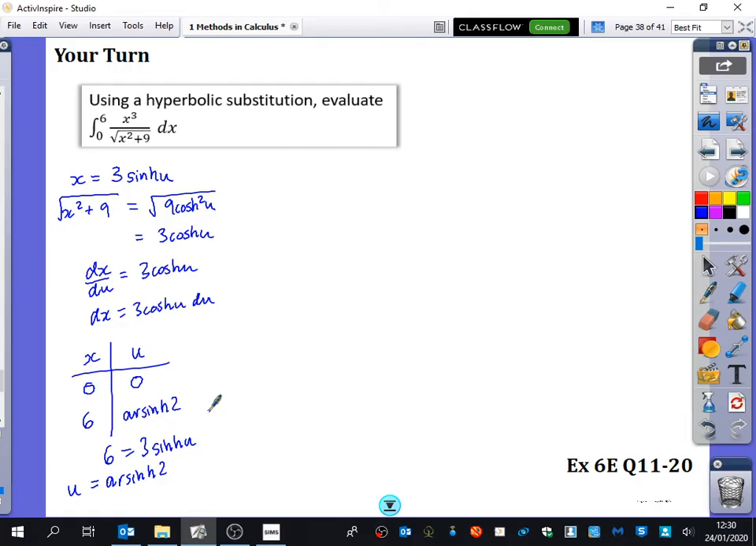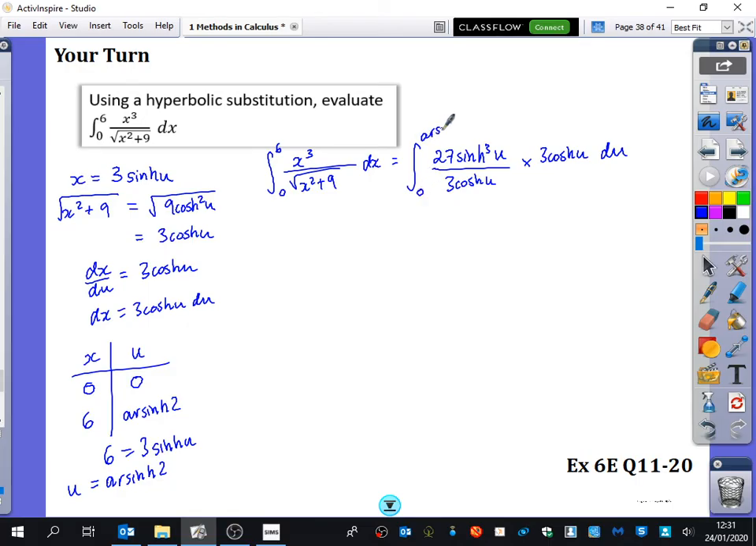So we changed the limits. We're pretty much ready to do all of this, I think. So we are going to say between 0 and 6, x cubed over the square root of x squared plus 9 dx. Well, what's x cubed going to be? 27 sinh cubed u, all over that thing we said was 3 cosh u. We're multiplying it by dx, which is 3 cosh u du. And the limits are now 0 and arcsinh 2. The 3 cosh u's cancel.